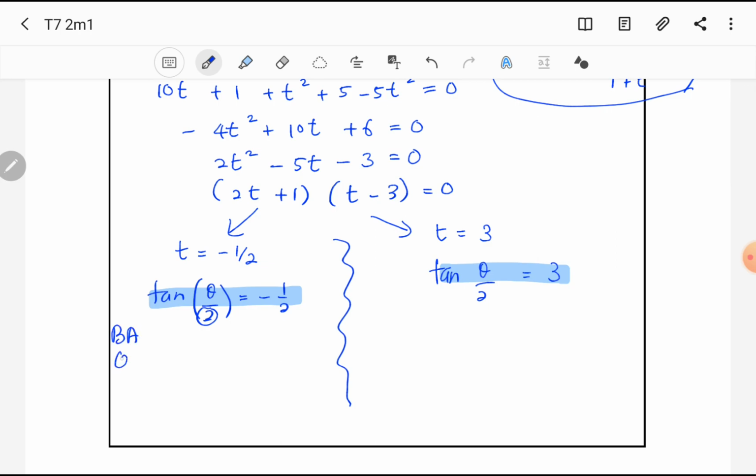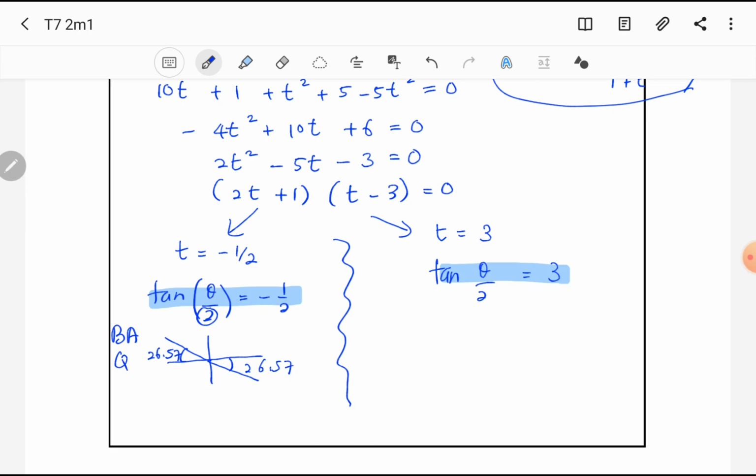Basic angle, quadrant. Thus tangent negative, second and fourth. Alpha, the basic angle, is tangent inverse modulus negative half. Nah, ada modulus. So awak akan dapat 26.57, and this is also 26.57.